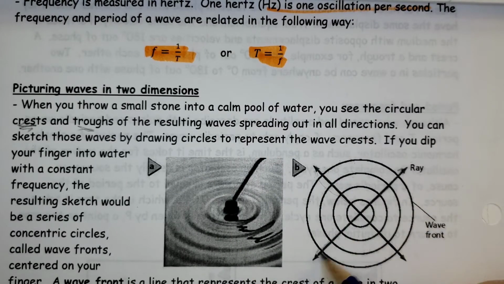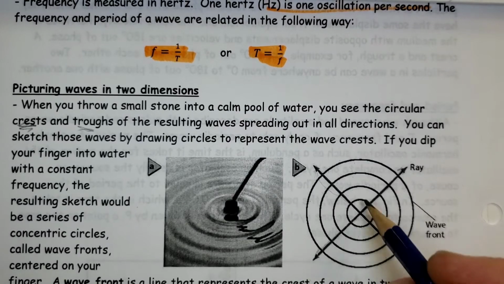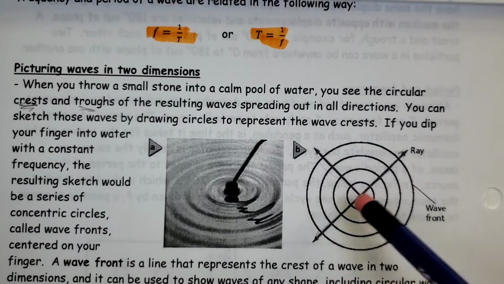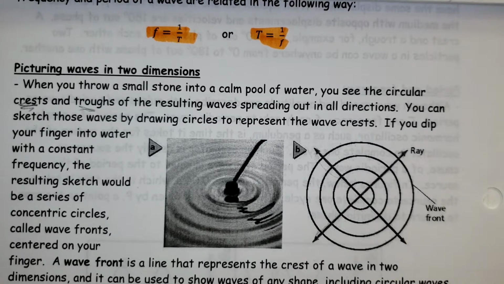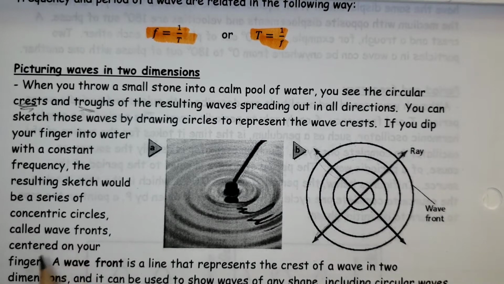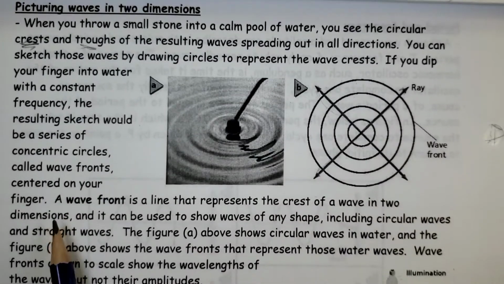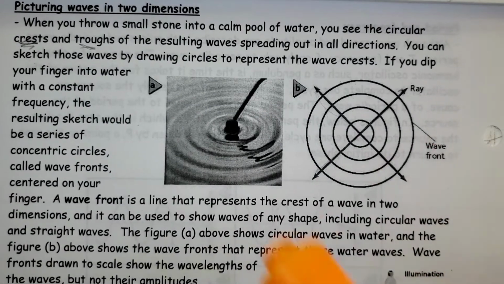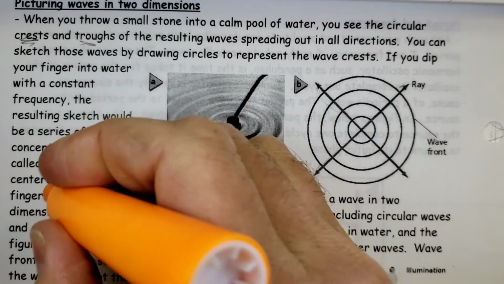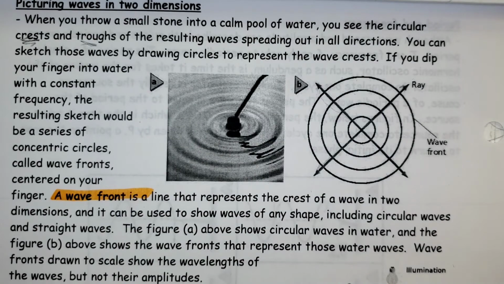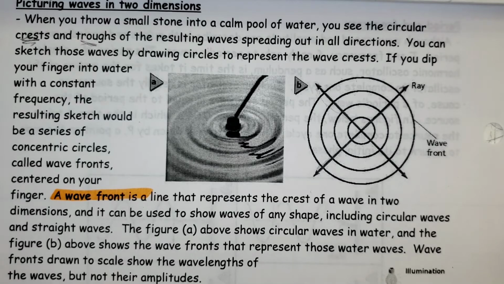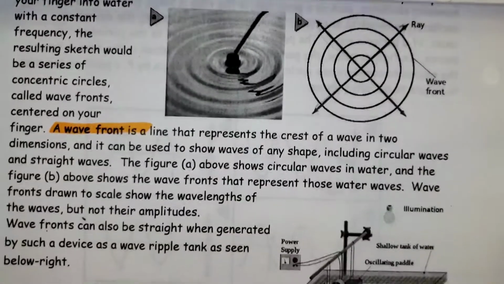These arrow rays here represent the movement of those ripples if we were to continue dipping your finger in the water. So concentric circles are called wavefronts, centered on your finger. A wavefront is a line that represents the crest of a wave that's moving outwards. Figure A shows circles in water waves. Figure B shows the same water waves. Wavefronts drawn to scale show the wavelengths of the waves, but not their amplitude.